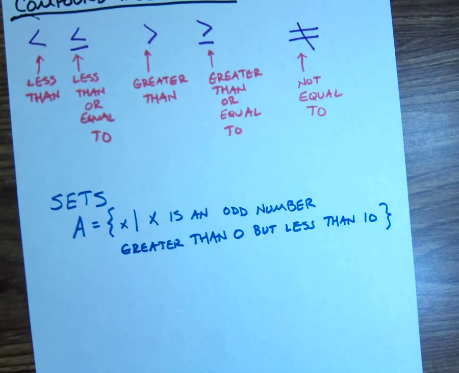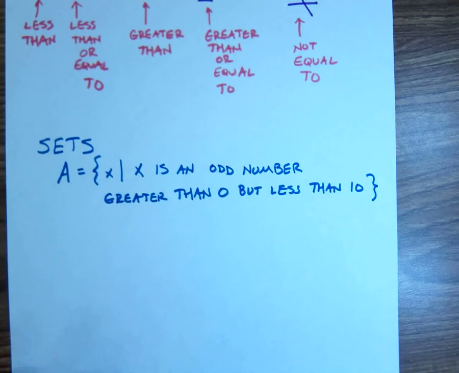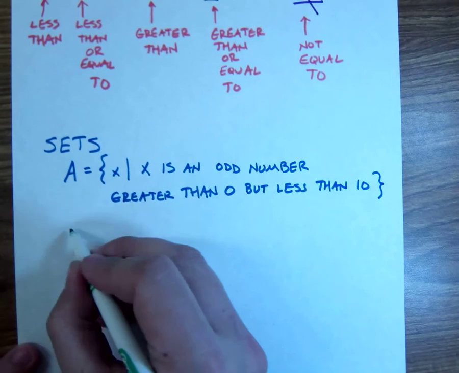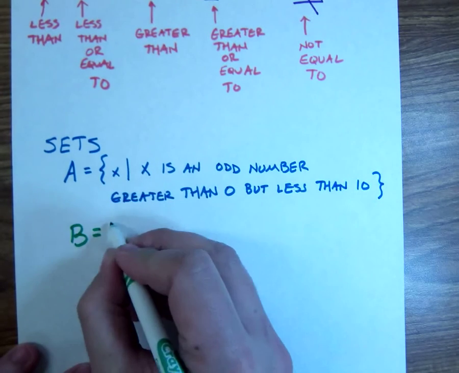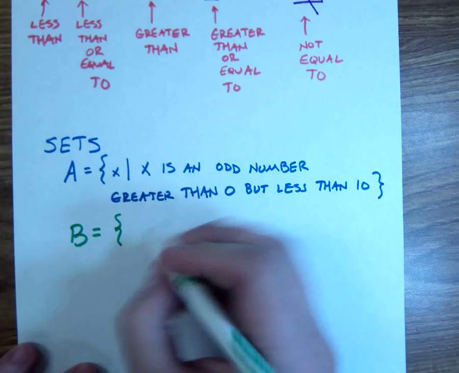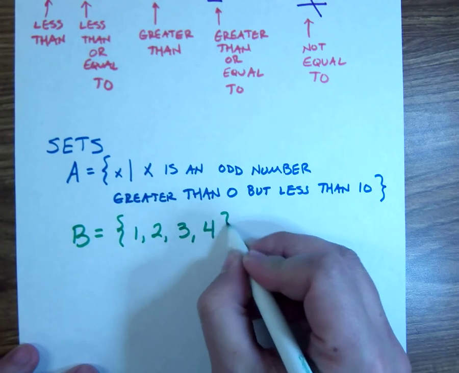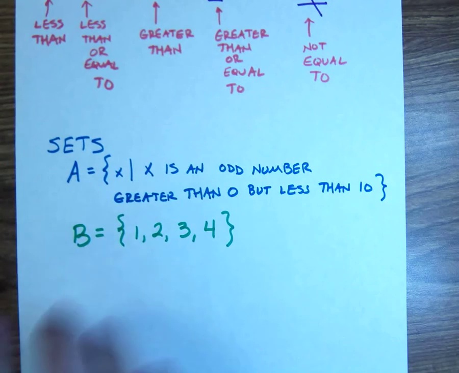Just say them out loud. What would the numbers be? The odd numbers that are greater than 0 but less than 10. 1, 3, 5, 7, 9. Good. And then we'll have a set B. That one's going to have the numbers 1, 2, 3, and 4 in it. So set notation looks like this. It just means groups of numbers.